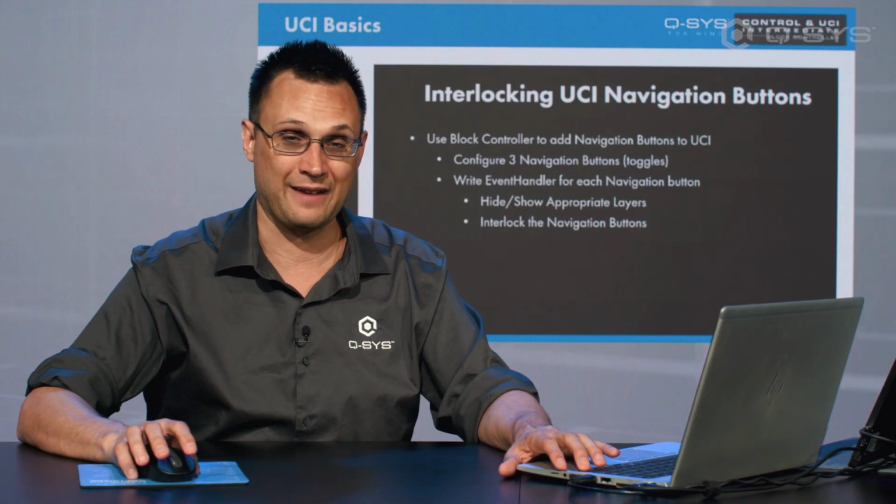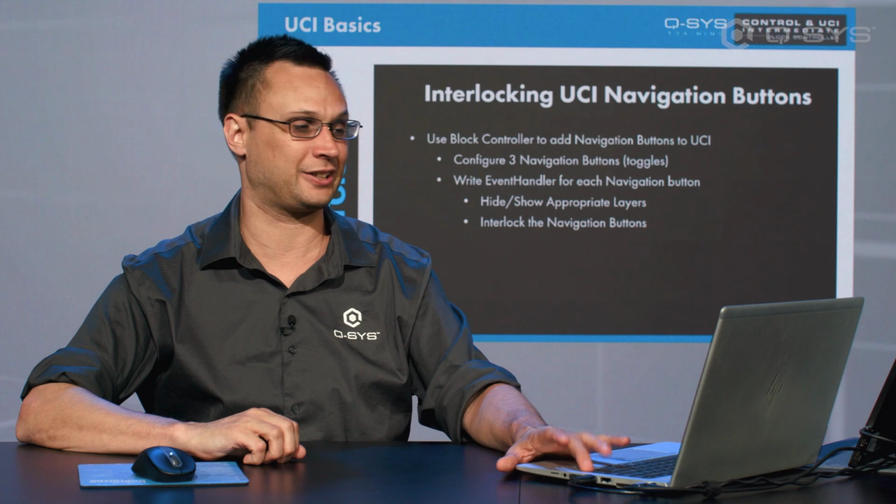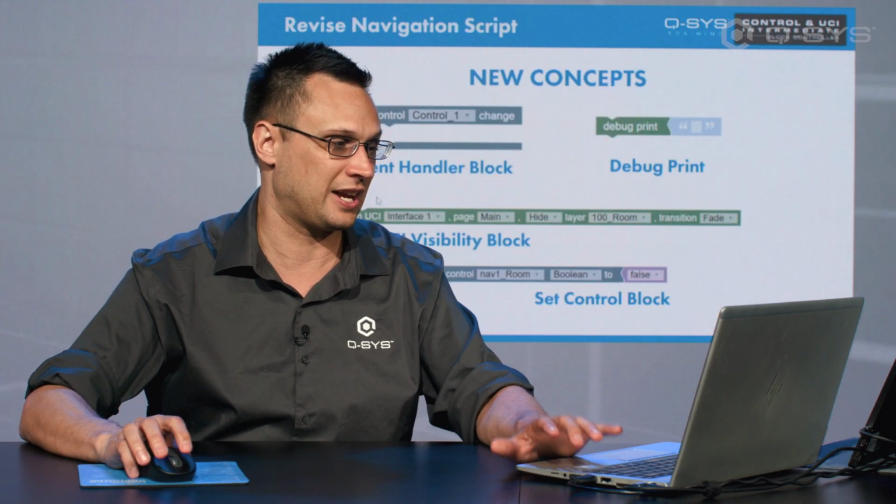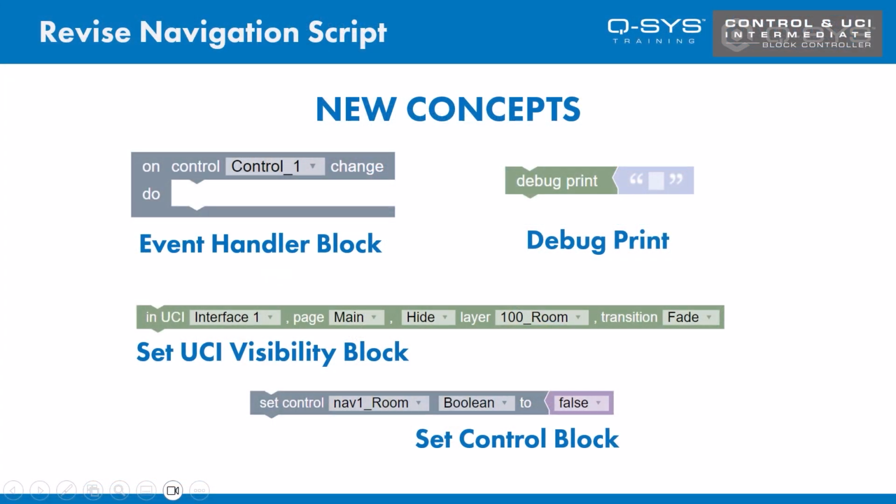As we do this, we're going to have some brand new concepts for you in the block controller. Our new concepts for this section include the event handler block. That's the one that I just talked about. It's this alligator tooth-shaped kind of mouth. We'll see that in just a moment. We're going to introduce you to the debug print block.